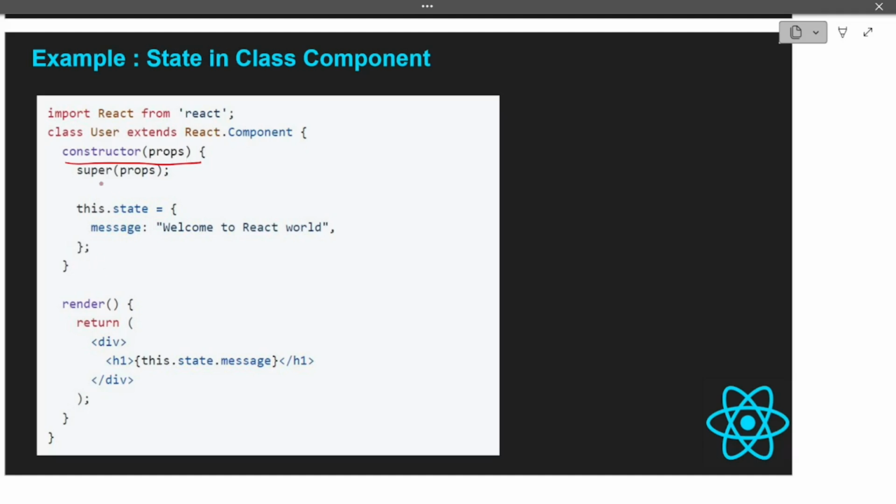Then in the constructor you have a super method that you have to call first, and then how will you define your state? this.state equals an object, and in that your state, like message: welcome to React world, and then you will display it this way, this.state.message. So this is the general convention that we follow if we have to write state in a class-based component. It's nothing much in this case. You just have to know the syntax of writing it and you are fine with it.